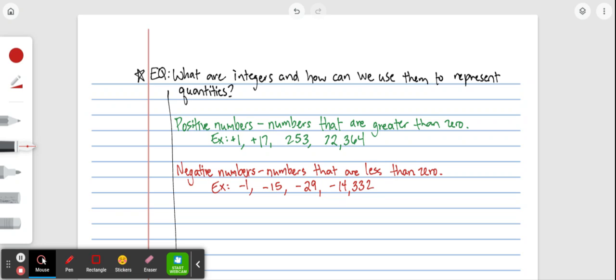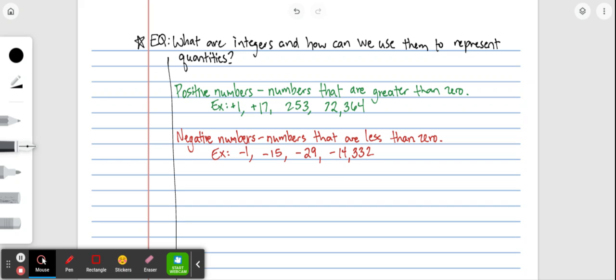Okay. Notice for negative numbers, you have to put the minus sign in front of them or the negative sign because that's how we tell that they're negative. Positive numbers are assumed to be positive, but as soon as you have a negative number, you need to use the negative sign. Okay, so then we have positive numbers and we have negative numbers.